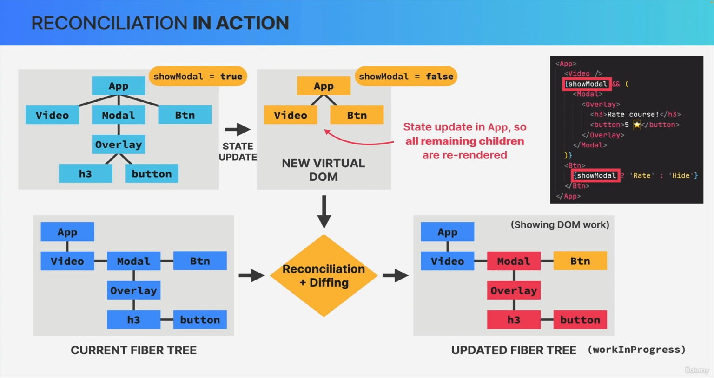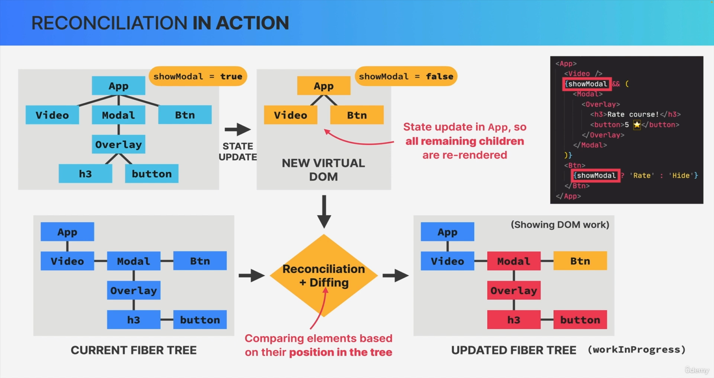So whenever reconciliation needs to happen, Fiber walks through the entire tree step by step and analyzes exactly what needs to change between the current fiber tree and the updated fiber tree, based on the new virtual DOM. And this process of comparing elements step by step based on their position in the tree is called diffing. And we will explore exactly how diffing works a bit later in the section, because that's actually pretty important in practice.